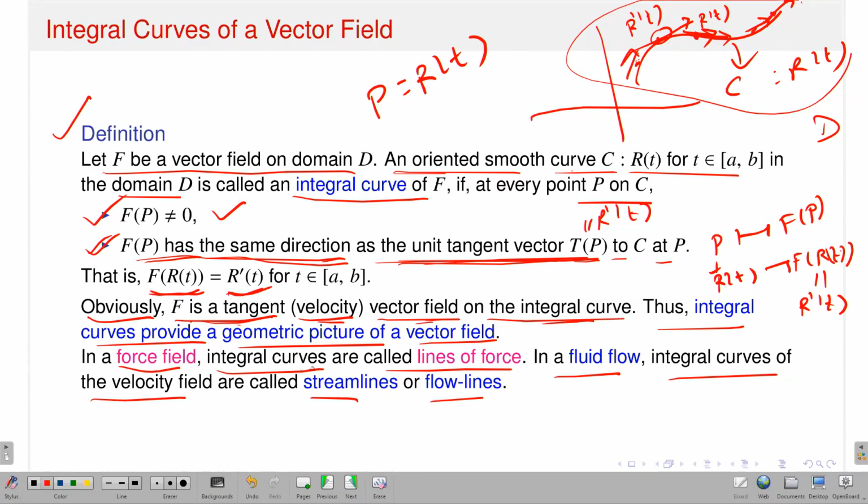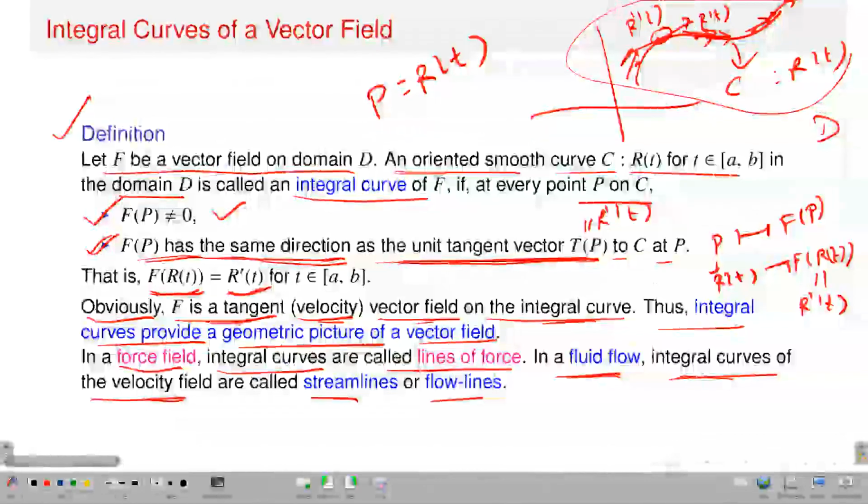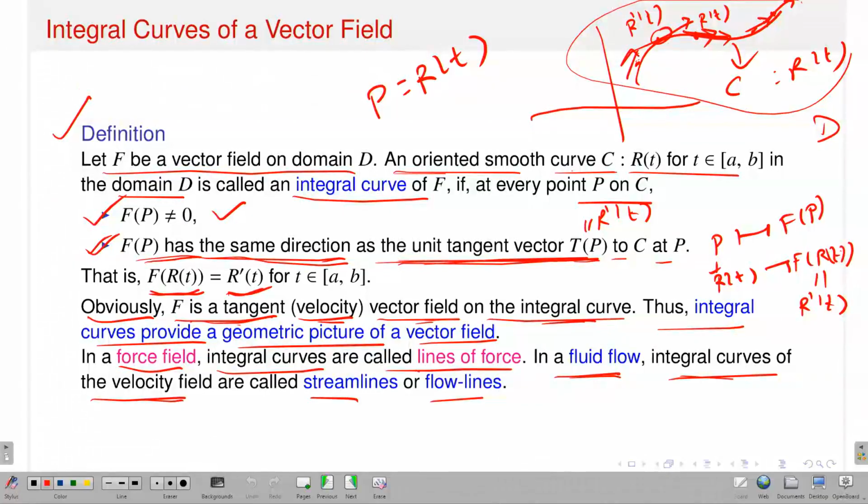In a force field, integral curves are called lines of force. In fluid flow, integral curves of the velocity field are called the streamlines or flow lines. Okay, I think I should stop here. So, these are the notions of integral curves. Via integral curves I can also visualize what vector field I am talking about. One way of visualizing a vector field is with arrows. That means take a sample point and draw at each point what vector is there, which is the direction. That is the way you can visualize your vector field.